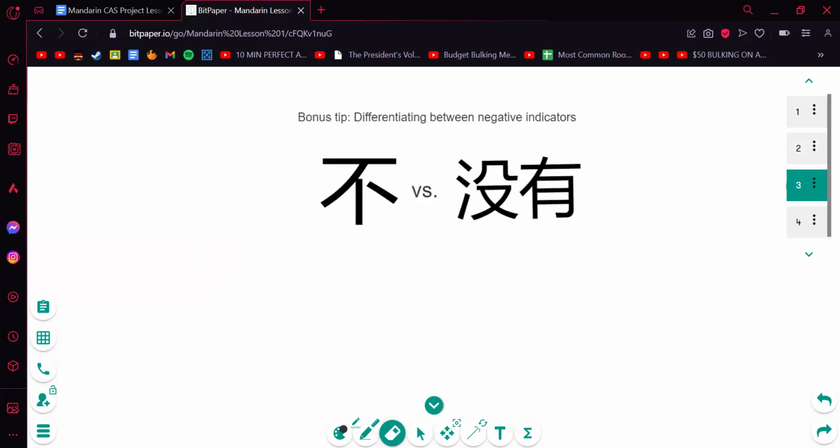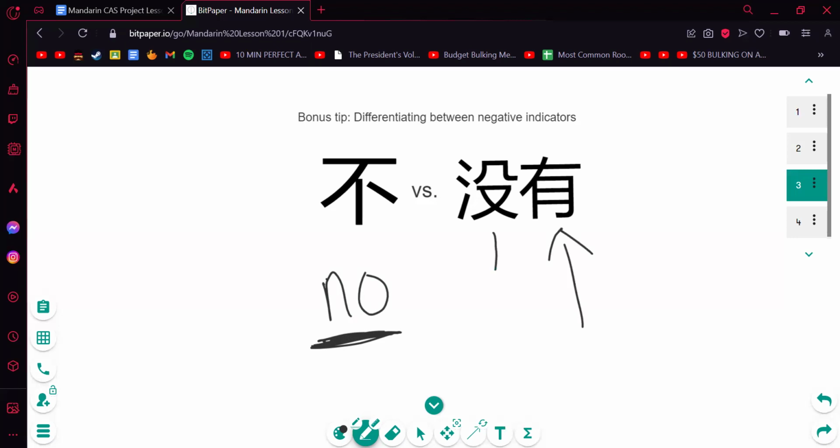All right, next slide. We got our bonus tip for today, which is differentiating between negative indicators. Now, at first, when I was doing this, I was thinking about it and I was like, wait, I don't understand the difference. But now I realized that it's actually very simple. So 不, right, is a negative indicator and it most directly translates to no. It's most directly similar to the English word no. And you might recognize this word, 有, which means have, right? And this word is 没.